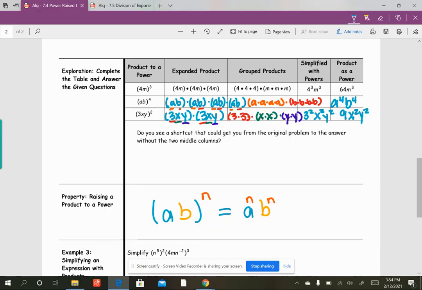So hopefully you see the shortcut. What we are doing is we just distribute the exponent to each piece, or as I've been saying, term, in the parentheses.